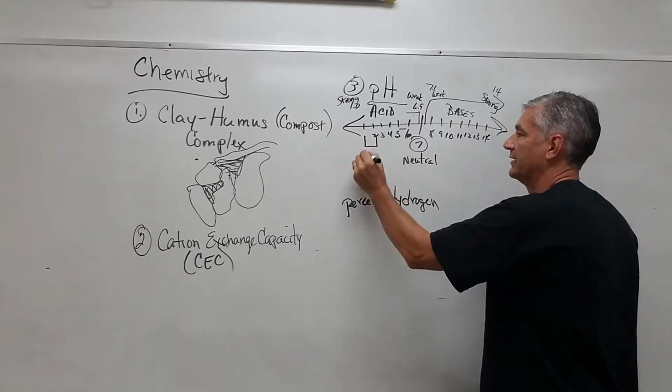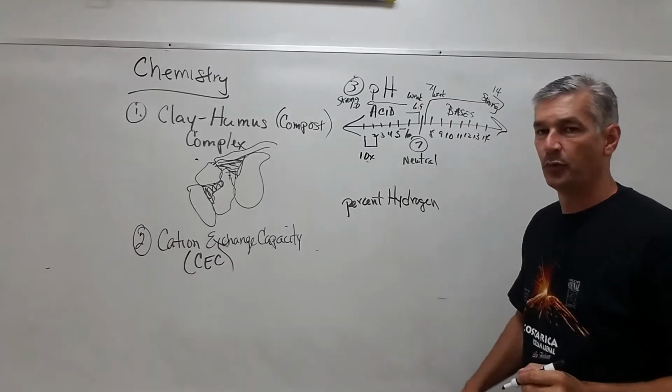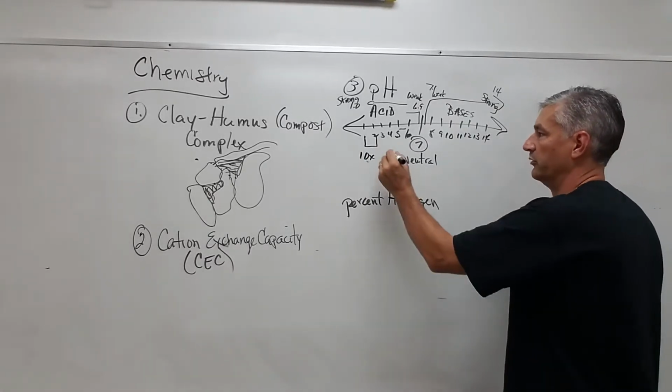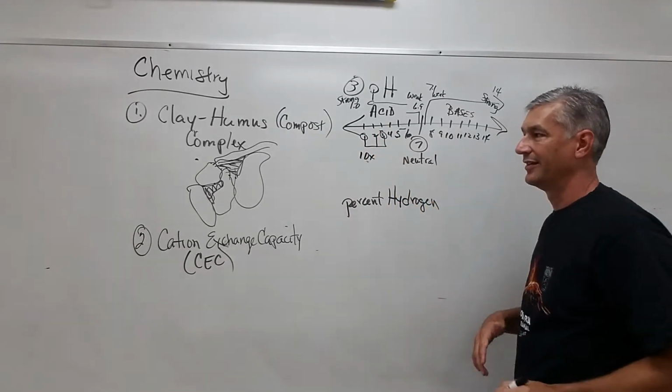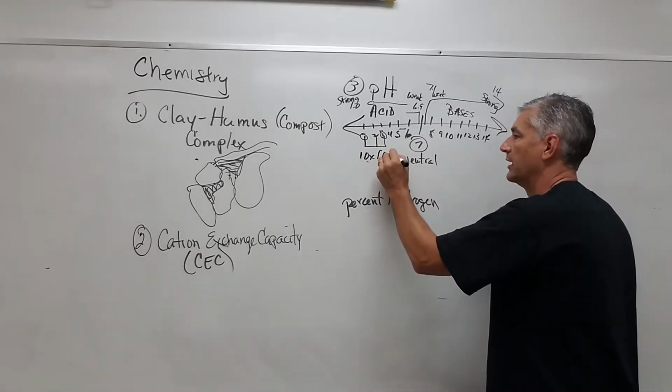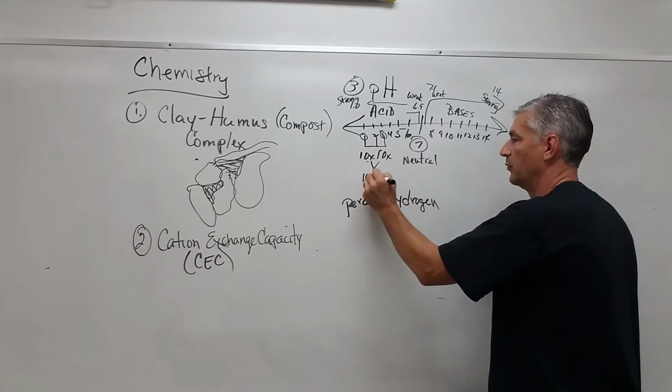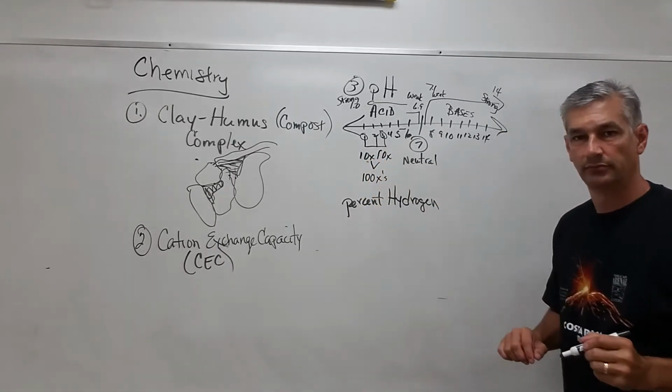It's actually 10 times stronger. Every movement between numbers is a 10 times logarithmic movement. Okay, so if you have a pH of 1 and a pH of 3, 1 isn't 2 times stronger, it's 10 times 10, which is 100 times stronger, okay?